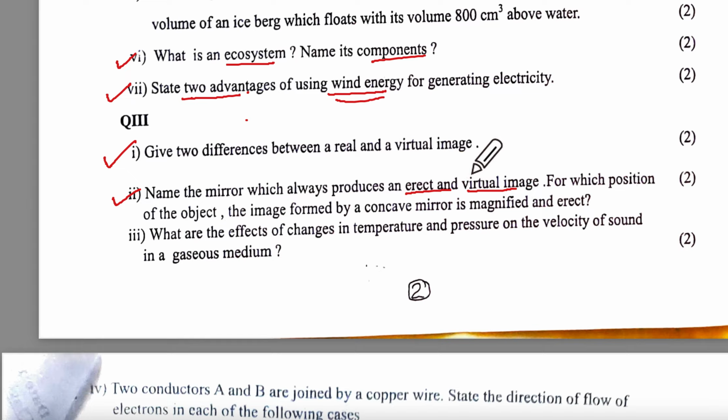Which one? Convex. Convex, correct. Virtual image and upright. Now, do you know even plane mirror? Yes, ma'am. So I am wondering what the teacher's looking for. Always upright. When I look at myself in the mirror, I don't see myself upside down, no?